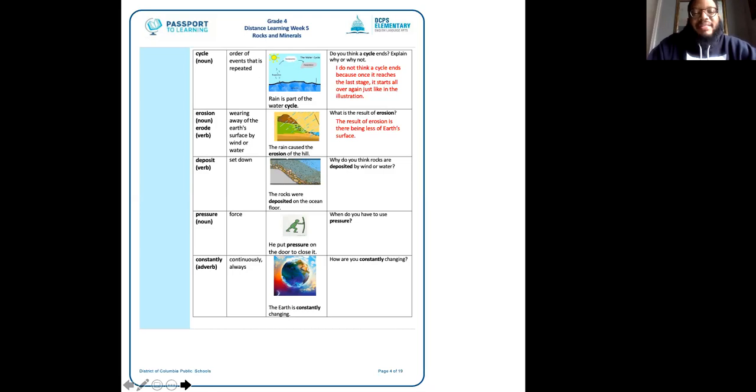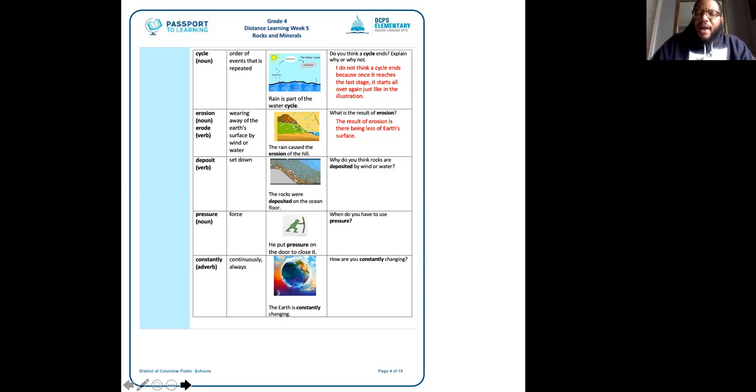All right, our next word is deposit. Okay, deposit. Not like the check that comes in the bank account, but a deposit is to set down something. So for example, the rocks were deposited on the ocean floor. So that means that they were set down, they were kind of dropped off, right?